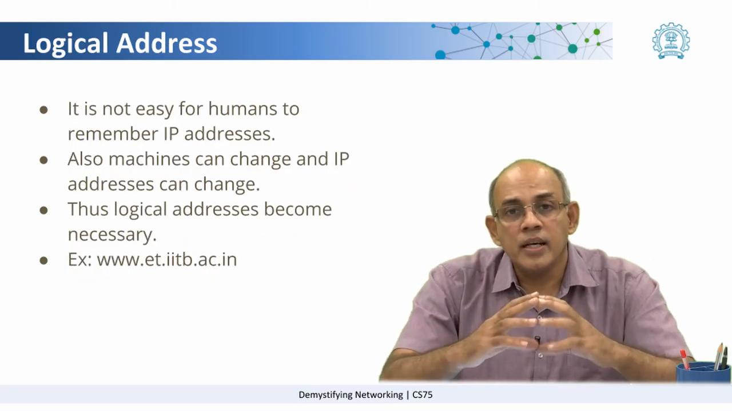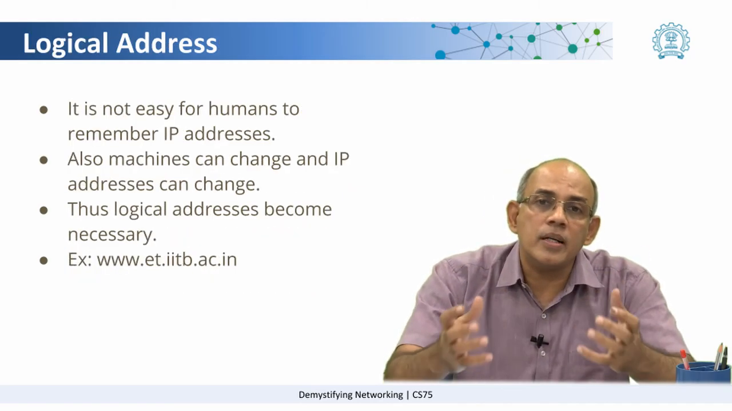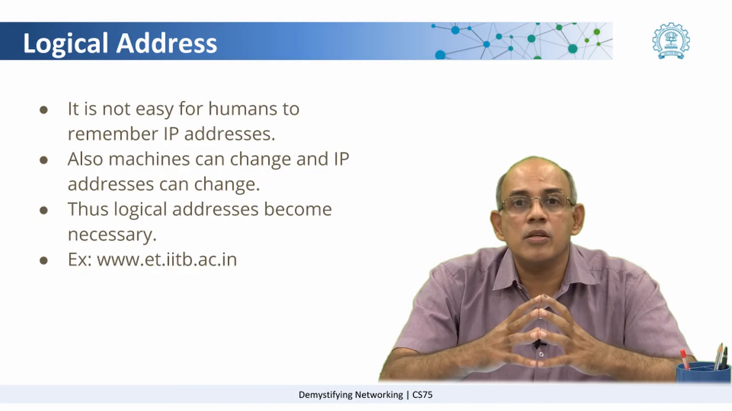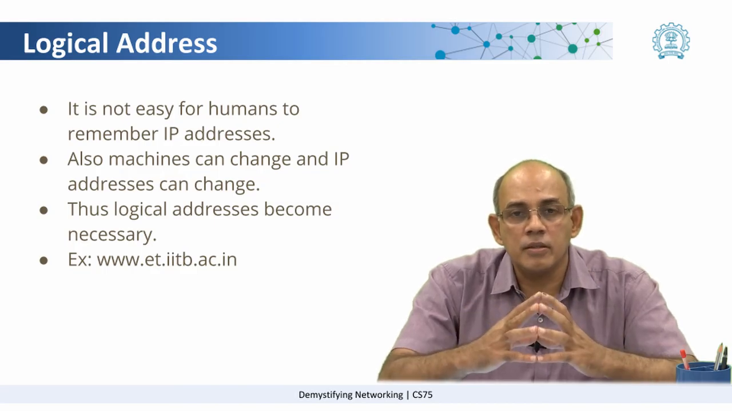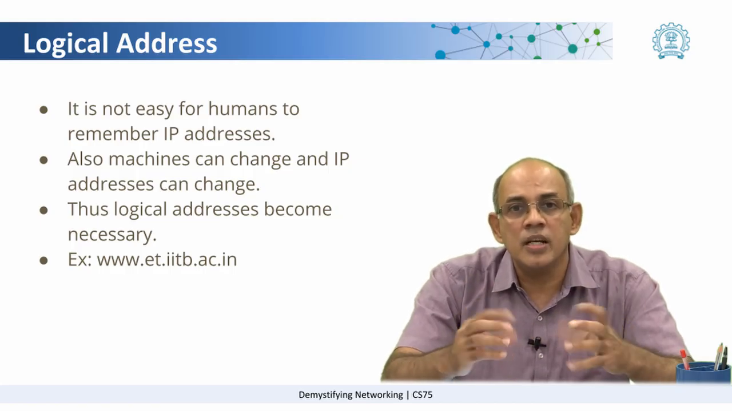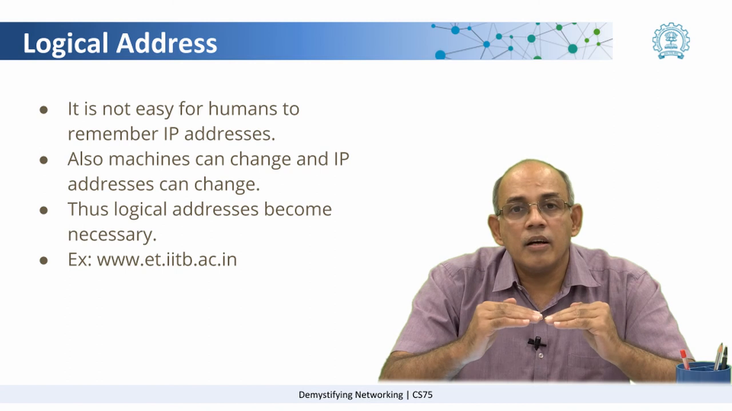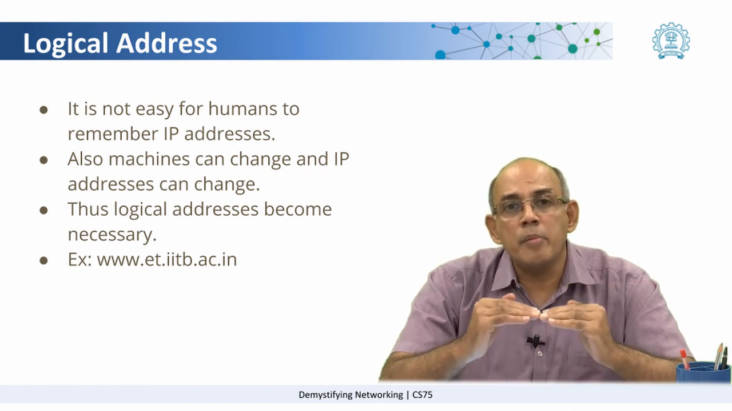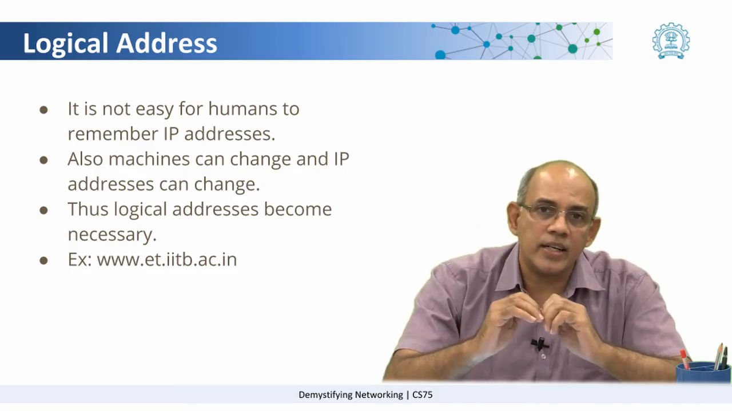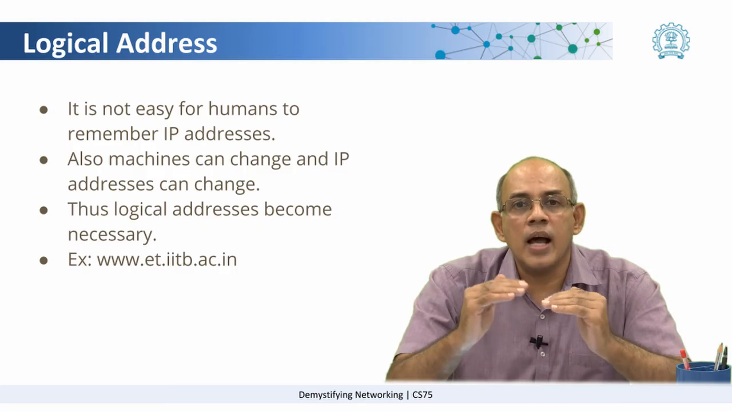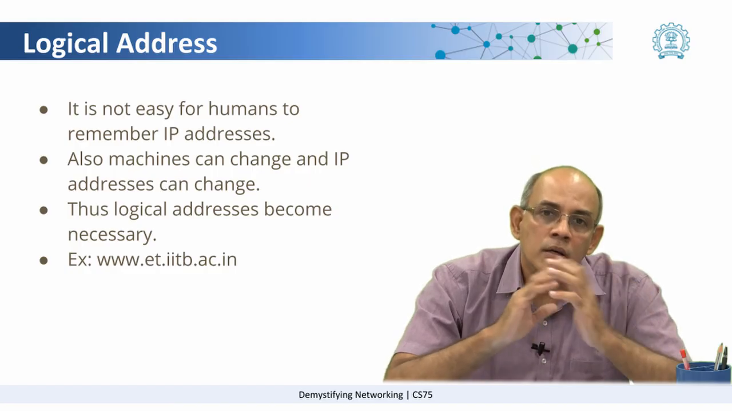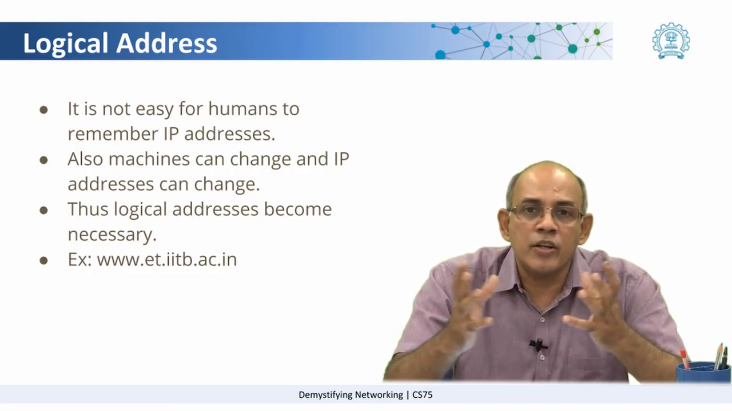On top of it, is it possible that we will always be able to remember the IP addresses of different machines? For example, what is the IP address of your favorite search engine? You don't remember these addresses, and since the machines may change, IP addresses may change, it is required that for humans to be able to remember, what is easy are the logical addresses. So that's the third level of addressing, which is what we use, as in www.et.iitb.ac.in or any other address that you're familiar with.